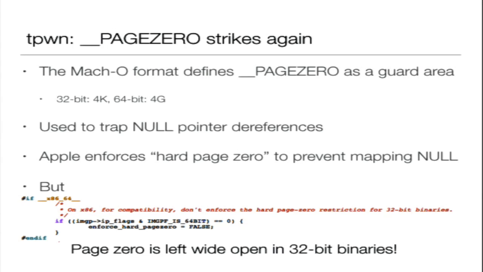Page zero is essentially the first page in an address space on a Mach-O process, and it's used to trap all null pointer dereferences. Linux does this as well. I'm not sure about Windows, but probably Windows as well. Apple enforces this in the kernel, but not for 32-bit binaries. So if you have a 32-bit binary, you can just skip the page zero, and you can allocate whatever you want at null.